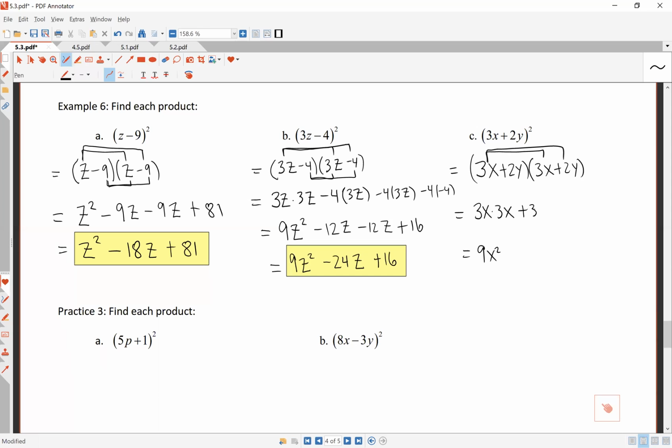3x times 2y and 2y times 3x. 2y times 2y. So this gives me a middle term of 6xy plus another 6xy. And then 2y times 2y is 4y squared. The middle terms combine. I get 9x squared plus 12xy plus 4y squared.